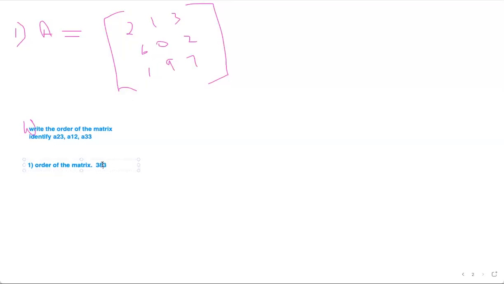3 rows and 3 columns. Sorry. 3 rows, 1, 2, 3, and columns 1, 2, 3. Okay. Now 2. Identify A23. A23 is equal to: the first number stands for row, the second one stands for column, right? Which number is in the second row, third column? Class? 2. Correct. So it is 2.